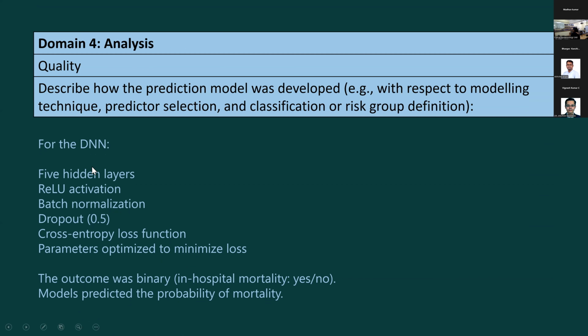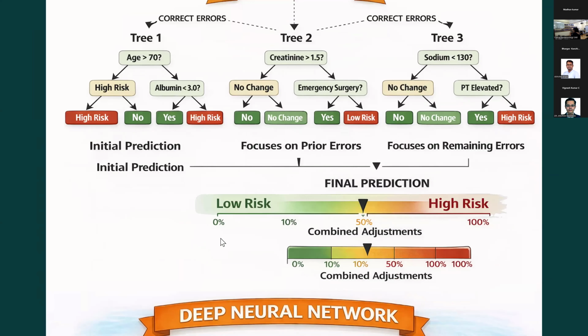And regarding this deep neural network, they had 5 hidden layers with ReLU activation, batch normalization, dropout of 0.5, cross entropy loss function, and parameters optimized to minimize loss. So what are these 5 terms? This seems so unfamiliar. So we'll look at what a deep neural network is first.